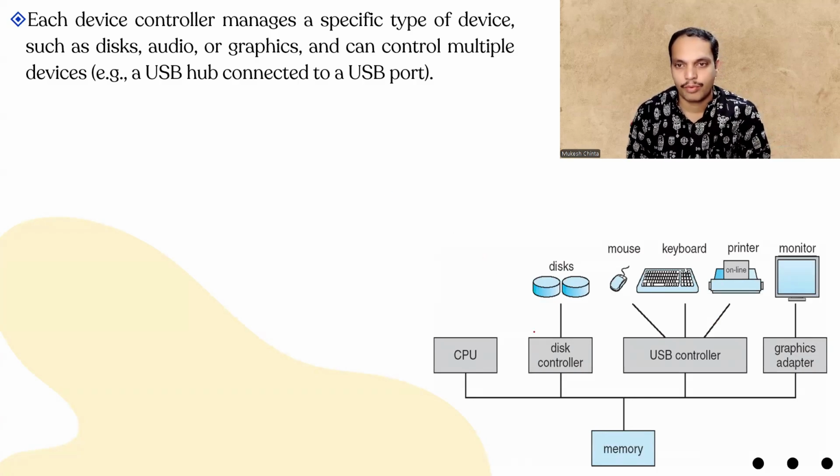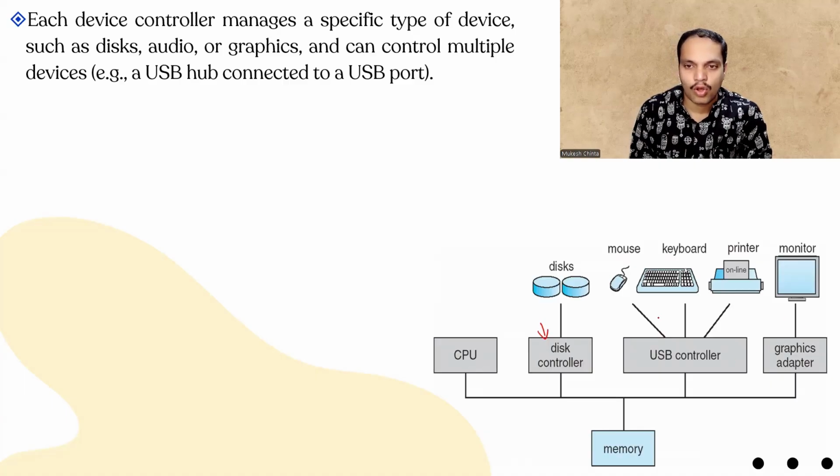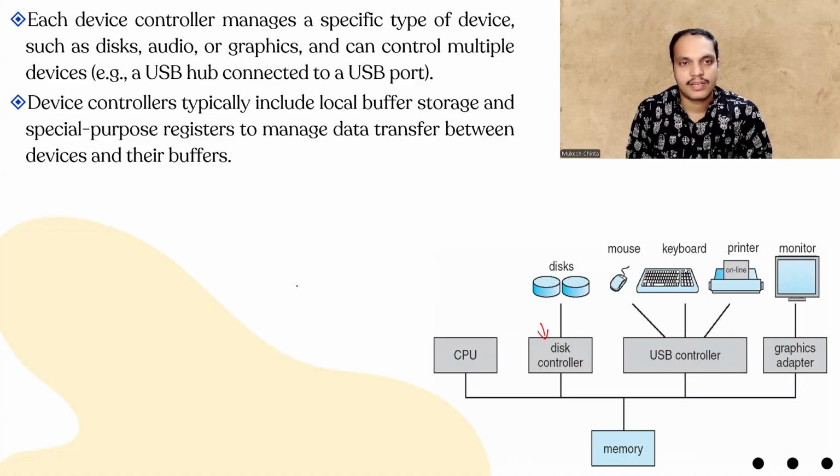Usually this diagram is taken from your textbook. You can see here is your CPU, here is your disk controller which controls the disks, and this is your shared bus through which all of these devices usually go and try to access the memory. The device controllers typically include local buffer storage and special purpose registers to manage the data transfer between devices and their buffers. So these disk controllers typically include some kind of buffer memory, so that when you want to move information between the disk and the CPU or something else, this buffer will be useful.